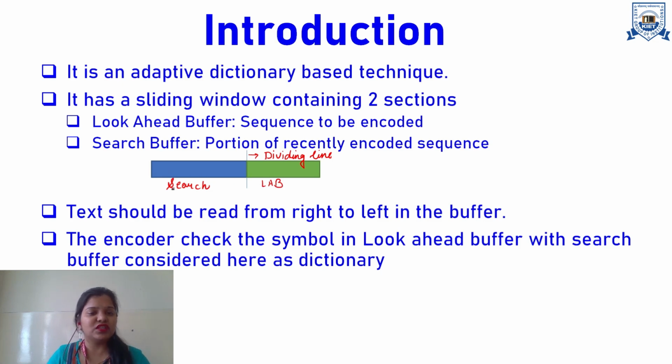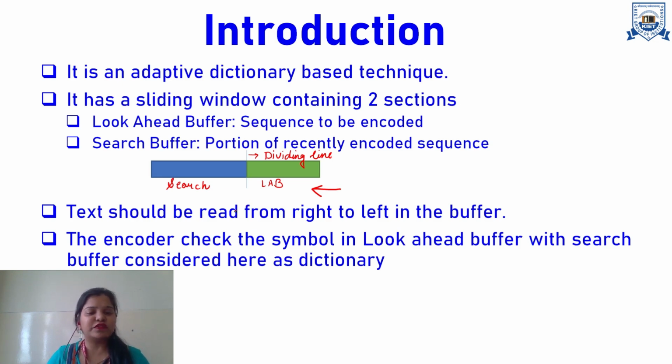So using this search buffer we are going to encode our look ahead buffer message, and our message will be read from right to left. And here, while reading the message, we will use three things. First is known as length, second is offset, and third is code.